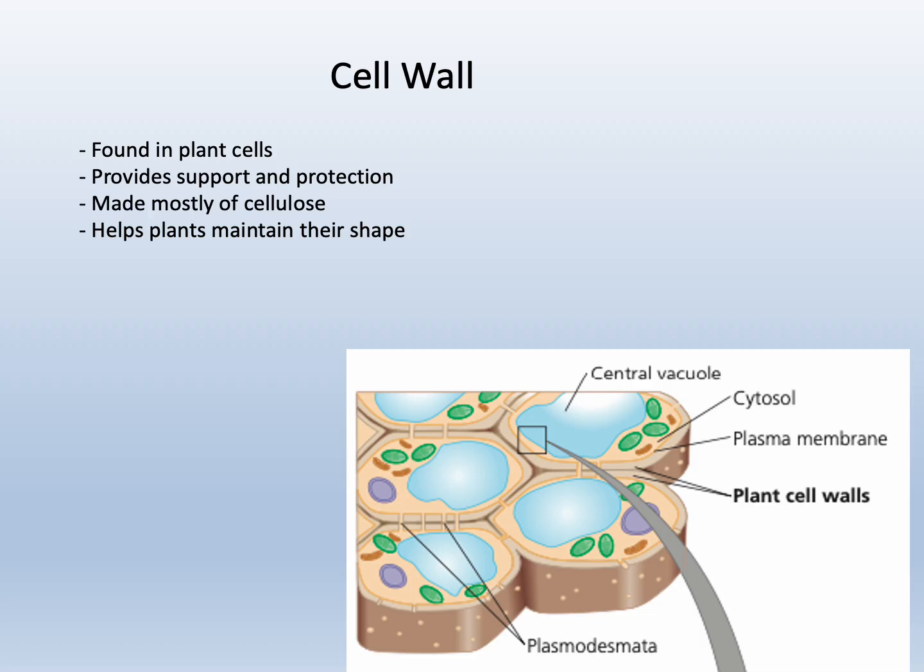Next, let's talk about the cell wall. The cell wall is only found in plant cells. It's found outside the plasma membrane, and it provides support, protection, and structure. Most plant cell walls are made out of cellulose, which is a strong carbohydrate that helps plants stand upright. The plant cell wall is this dark brown region you see outside of the cell in this picture.